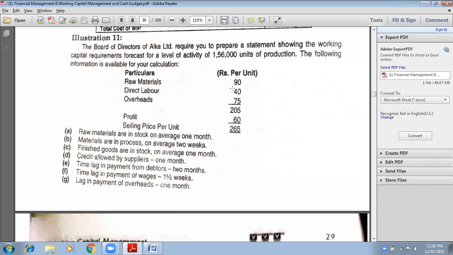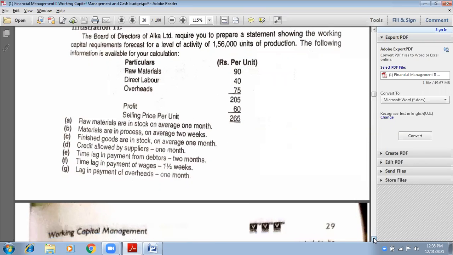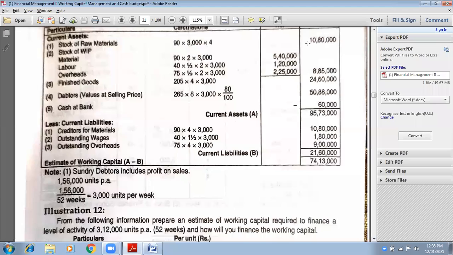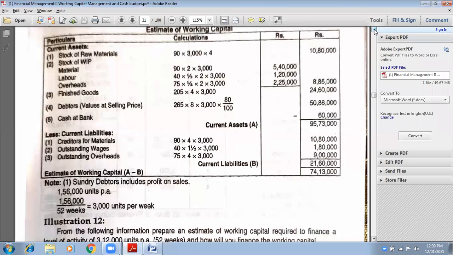How many units? 3,000. And what is the rate? 90. 90 is of raw material. So you have to take raw material per unit. So 3,000 into 4 into 90. 10 lakh 80,000. We can check this from the solution given here. See, 10 lakh 80 is my creditor. Is it correct? Yes, ma'am.